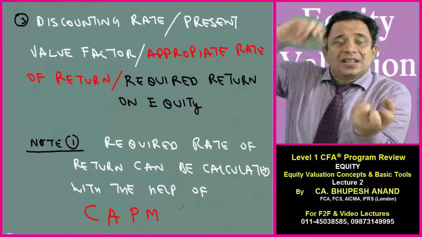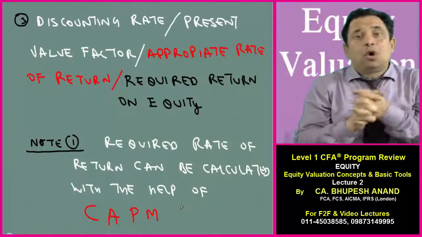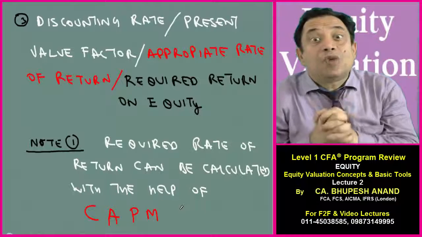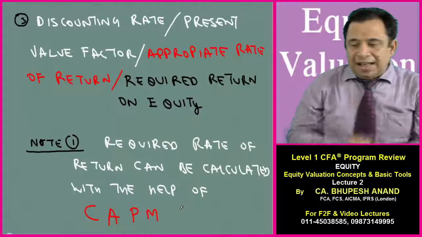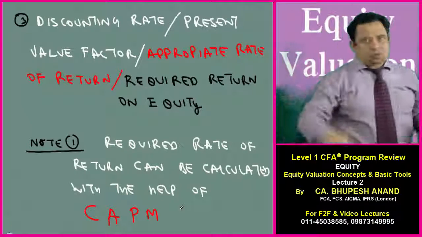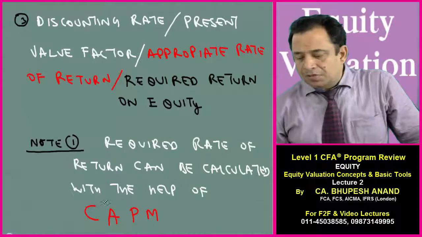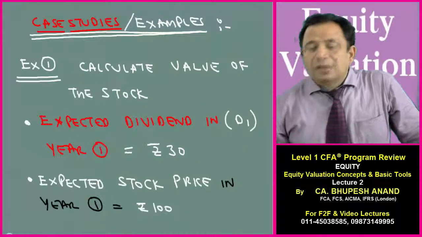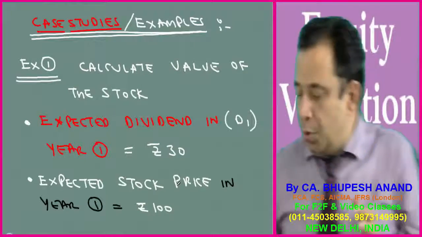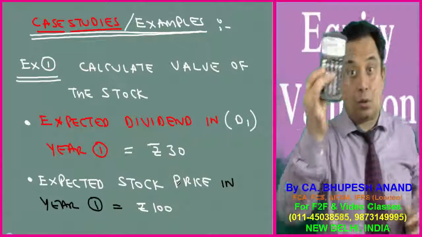The point is, it is very important that we should know what the discounting rate is, what the role of the discounting factor is, and note number one, which I have just told you, can be calculated with the help of CAPM. So I will be solving some practical problems. So please take out your calculators also.